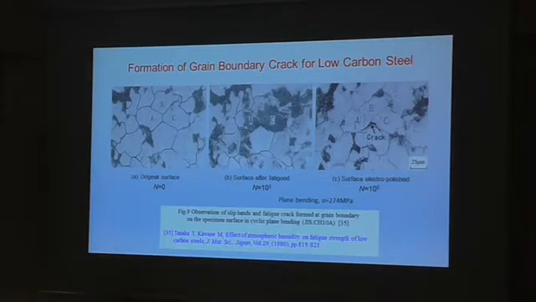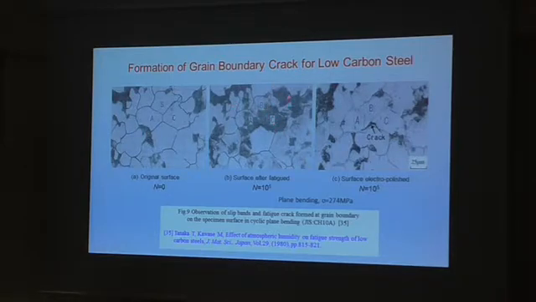This slide indicates the formation of grain boundary crack for low carbon steel. This one indicates the specimen surface observed before the cyclic loading, the original surface. Please look at these 3 grains, A, B, and C. And this is the micrograph observed after the 10 to the 5th cycle of the same area. A, B, C correspond to A, B, C.